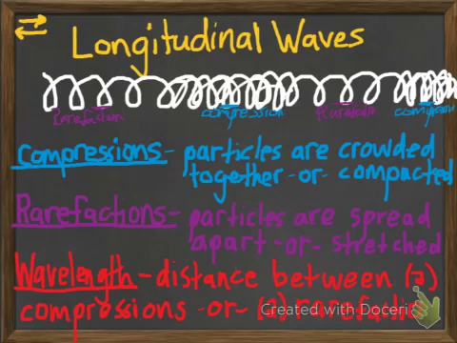Then wavelength. We can also find the wavelength for a longitudinal wave, and we do that by measuring from one compression to the next compression, or one rarefaction to the next rarefaction. So if we look at the compressions we labeled, from here to here, that measurement would give you the wavelength.